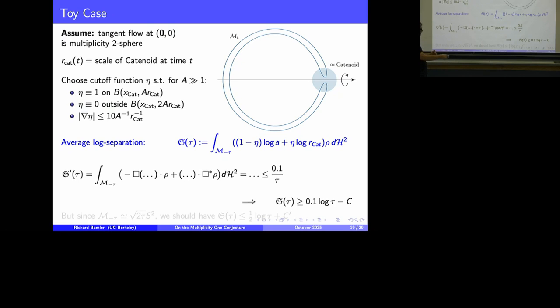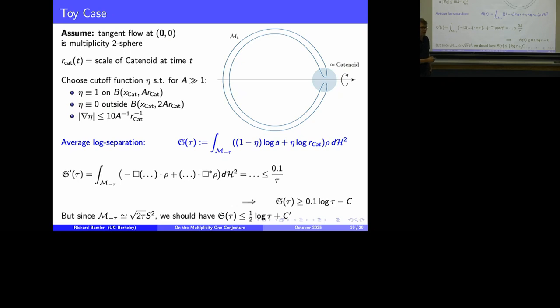So as tau goes to 0, this becomes very negative. But remember, we want to get a uniform lower bound on the log separation. So potentially, this goes to minus infinity. But now remember, we've assumed by contradiction that we're converging to a double density sphere with this rescaling. So the separation function is roughly of the order of square root of tau. So if this is true, then this average log separation has to be smaller than 1/2 log tau, which is much more negative. And so therefore you get a contradiction for small enough tau. Okay.